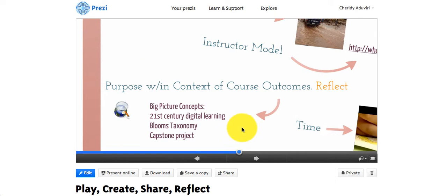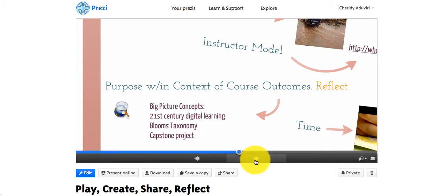For this particular course, as we were playing with the tools, we wanted to keep what I was calling the big picture concepts in mind. For this course, it was 21st century digital learning, Bloom's taxonomy, the idea that these tools could also lead to higher order thinking, and we discussed that with every tool that was used. And then there was also the capstone project in mind as we were playing with these tools and reflecting on them.